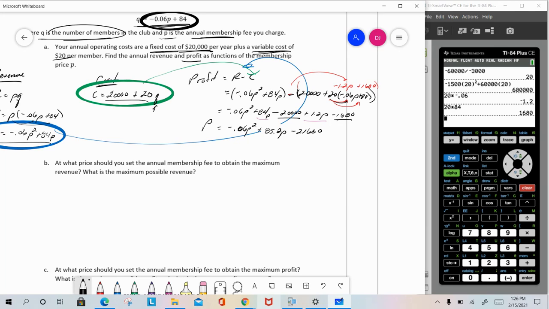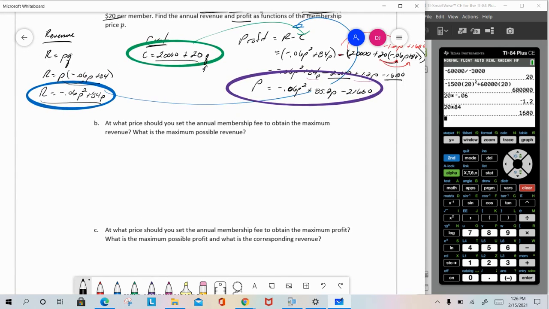Okay, so there's a lot there. One of the benefits of the video is that you can slow it down, back it up, repeat it if need be. At what price should you set the annual membership fee to obtain the maximum revenue? Okay, that's maximum revenue.